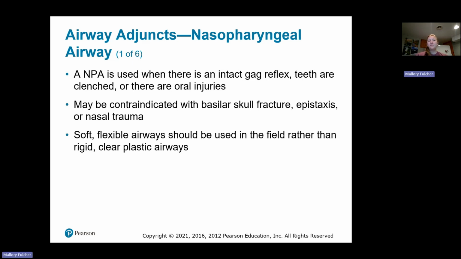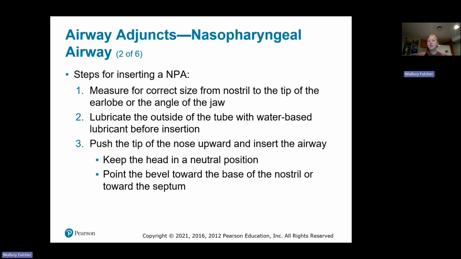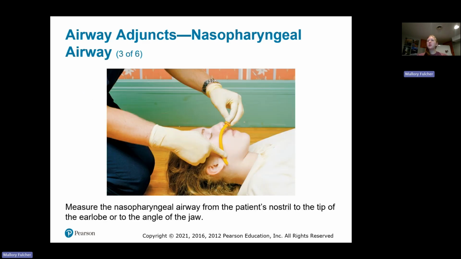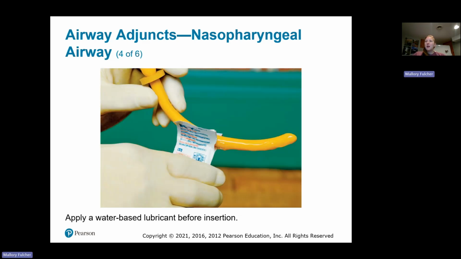Now, like I said, it is soft and flexible, and of course, it will be going into the nose rather than the mouth. So to measure the correct size, we're going from the corner of the ear to the nose. This one goes in the nose, so we're going to measure corner of the ear to the nose. OPA is corner of the ear to the mouth. Right? Now, again, one of those real life versus book things. I'm okay if you do it either way in class.